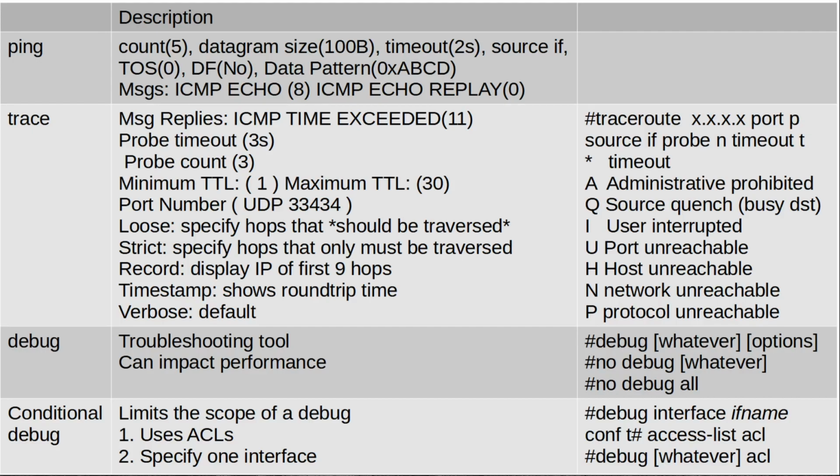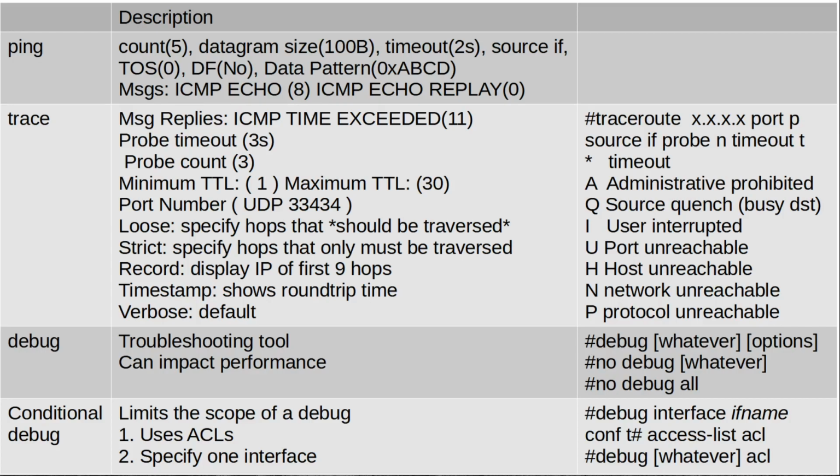Traceroute will send a UDP packet destined to the port number 33434, and it will expect an ICMP time exceeded message coming back. The defaults for traceroute in Cisco are probe timeouts of 3 seconds, a probe count of 3, a minimum TTL of 1, a maximum TTL of 30, and you can also use debugs.